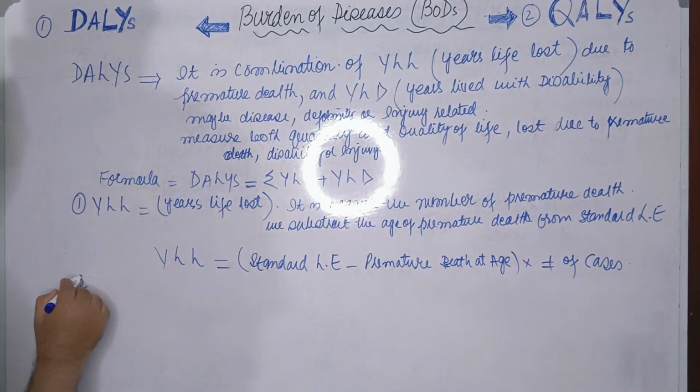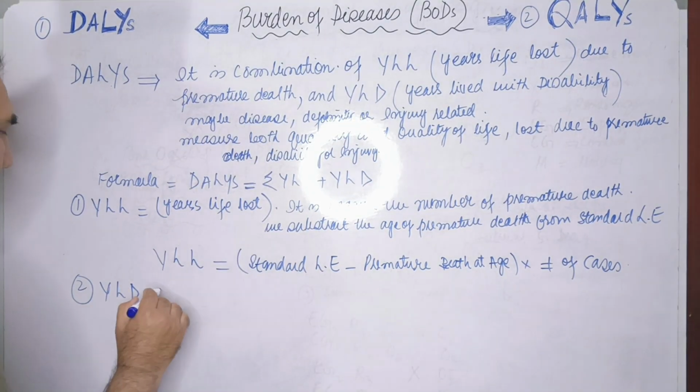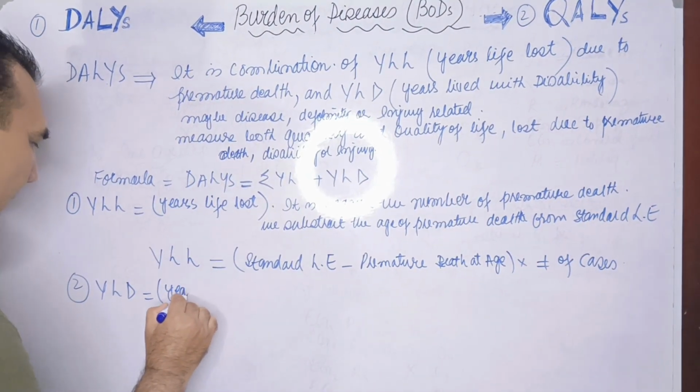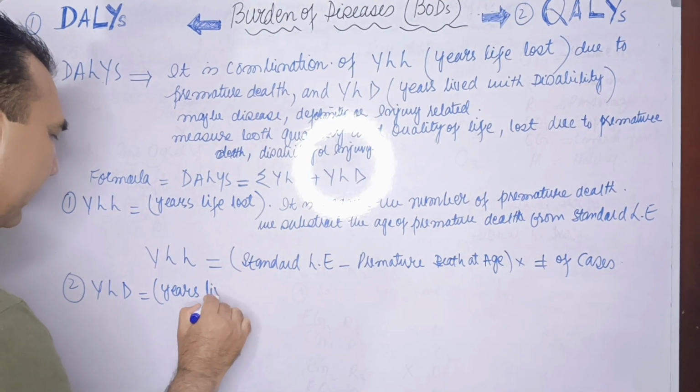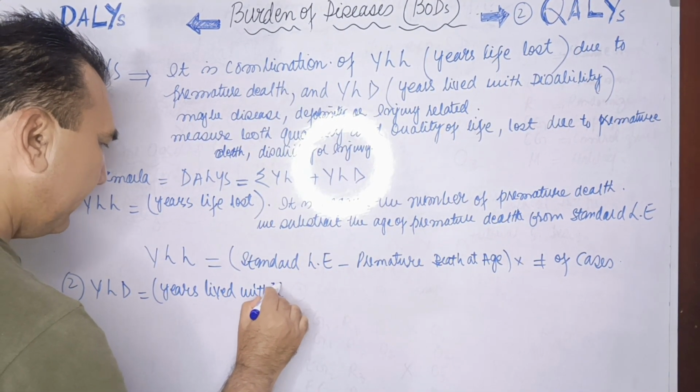Now the second one, what is the YLD? YLD is the years lived with disability.